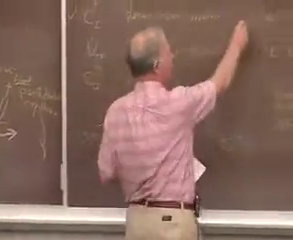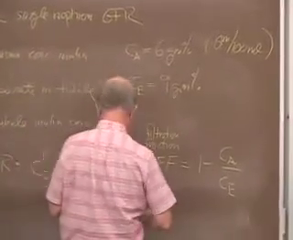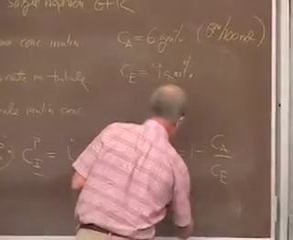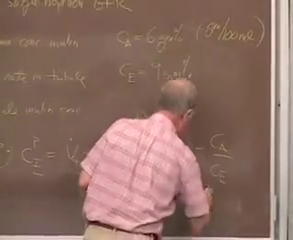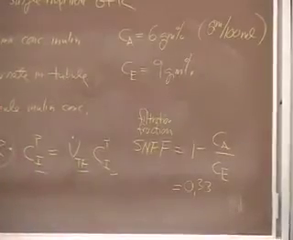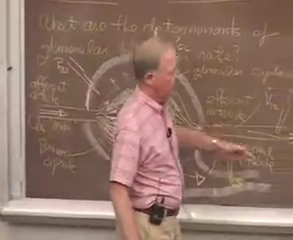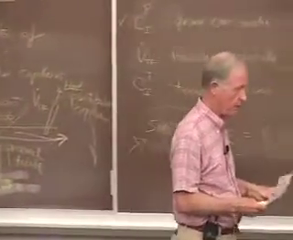But since I know CA and CE, I can plug in 6 over 9 into here. And this turns out to be equal to 0.33. So in these animals that he was working on, about a third of the plasma coming in was being filtered, with a filtration fraction of 0.33.